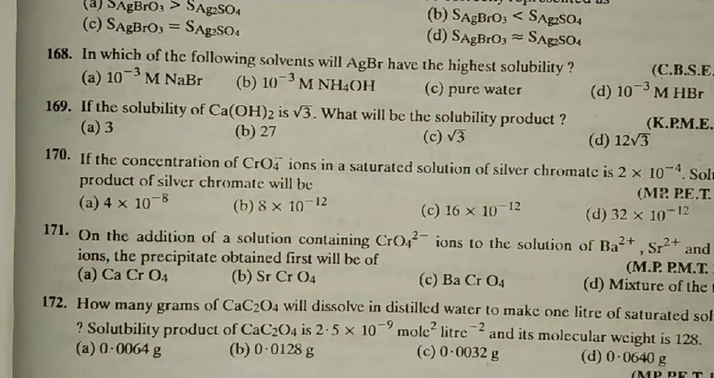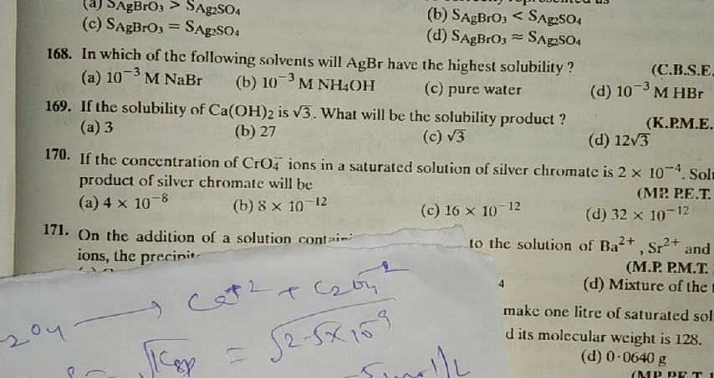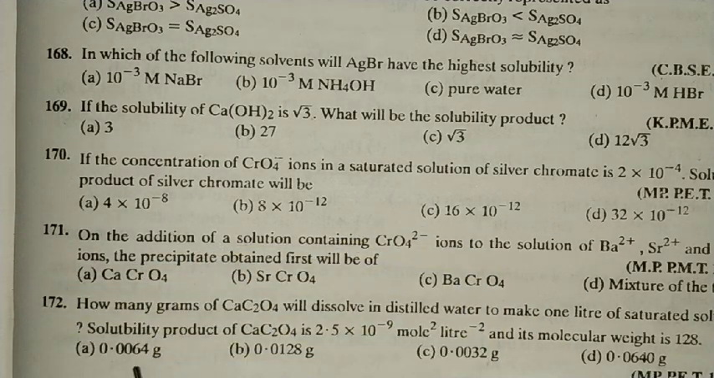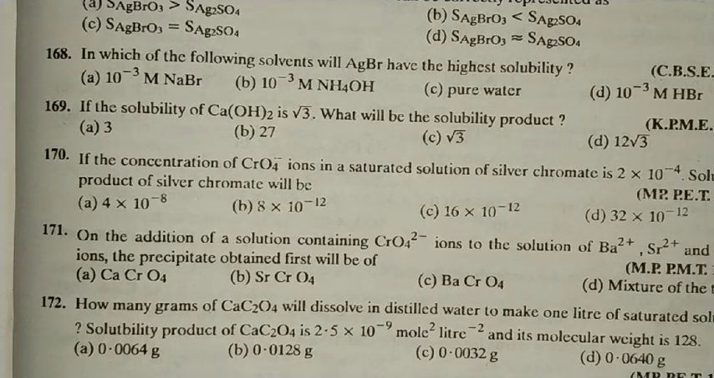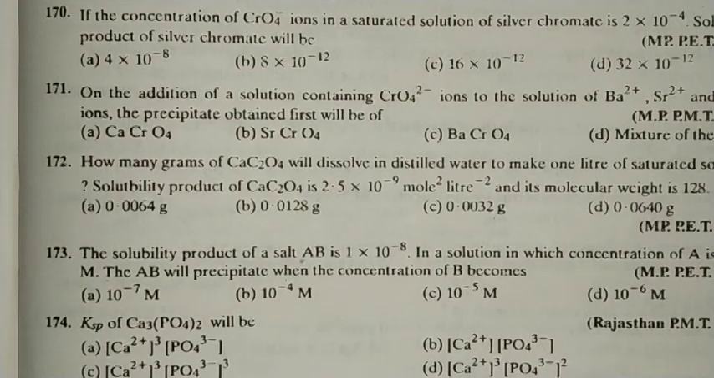So what is the option here? 6.4 into 10 power minus 3 is equivalent to 0.0064 grams. This is the option. Is it okay? Right. Look at the next question.